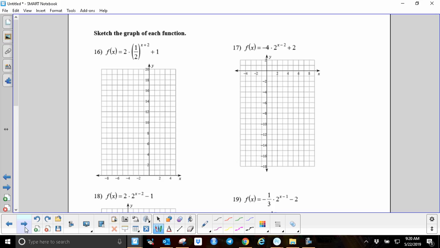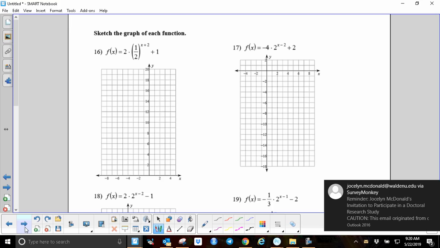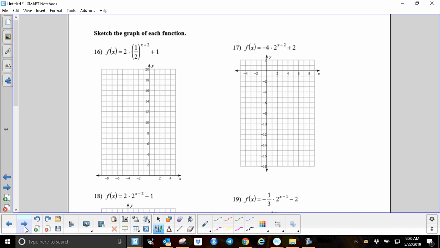Somebody read 21 for me. Y, 21, Kevin. Y equals, how do you say, I know you say log, but how do you say the whole word? Louder. Thank you. So graph those two. All the way to 25.